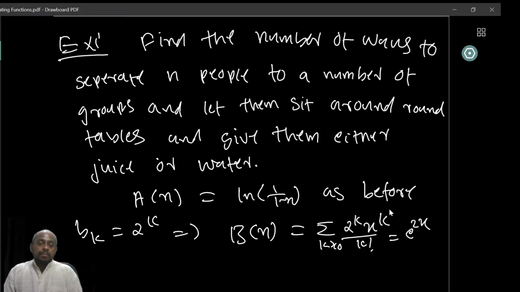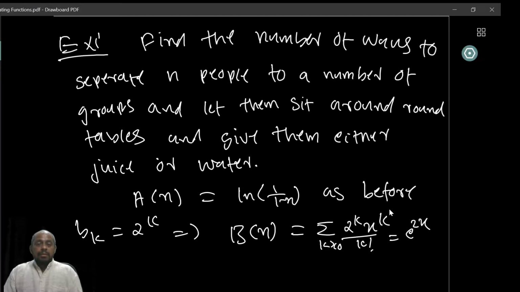So we are separating people into exactly k groups, and in that case we have b_k is 2 raised to k, because we are serving each table, giving juice or water. There are 2 raised to k possible ways to do that. And we can give nothing also, right? So including the empty choices.